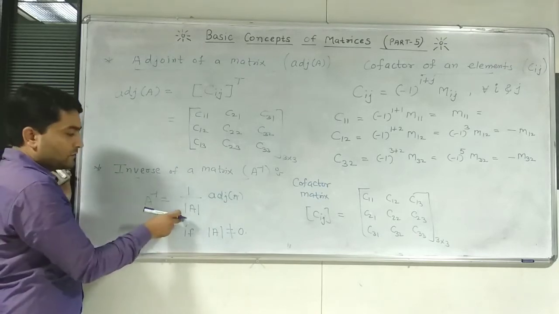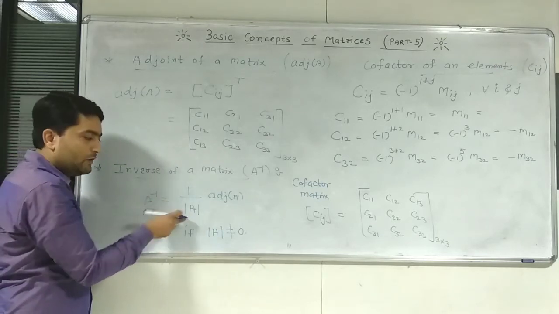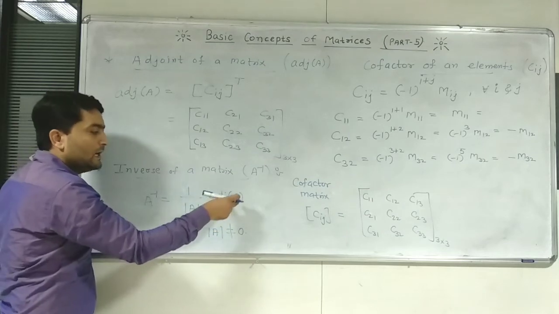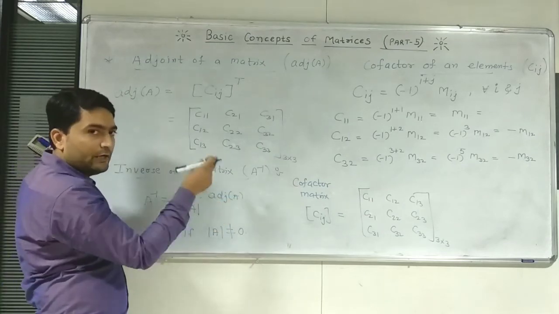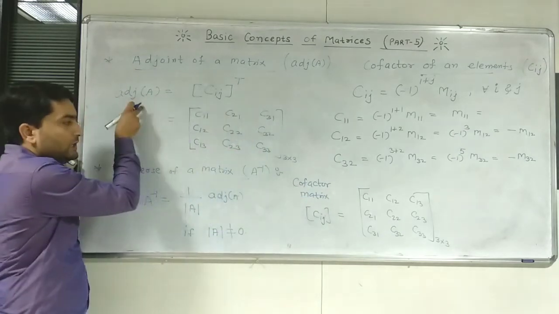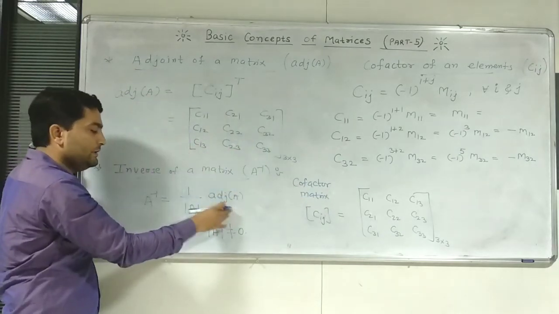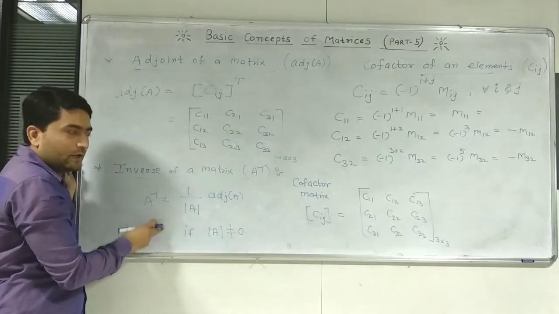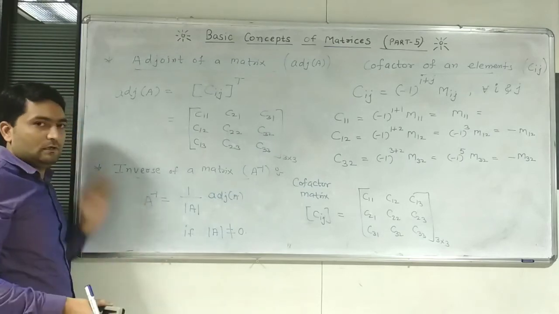For this, first of all you have to find the determinant. So you have to write it down here. And for adjoint of A, what do you have to find first? Minor of the matrix. Then find the cofactor matrix. Then find the adjoint of A and substitute the value here. Then we get A inverse. Now, an example.